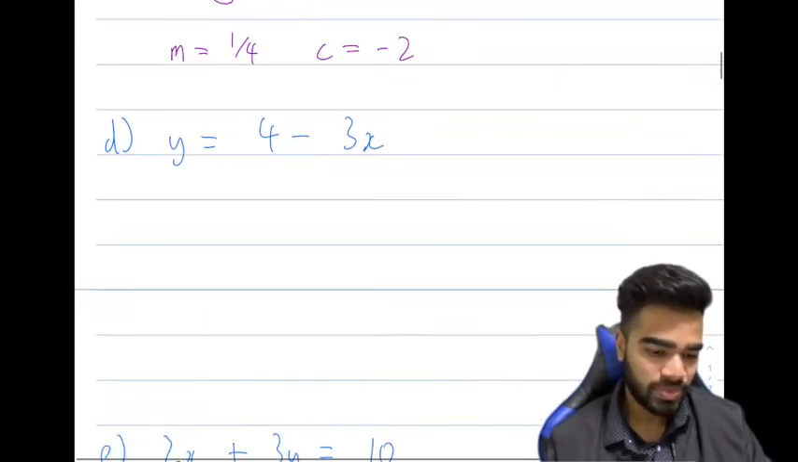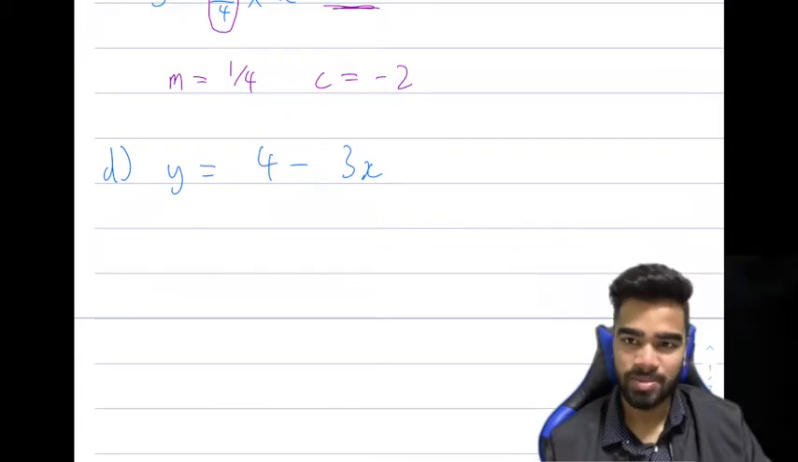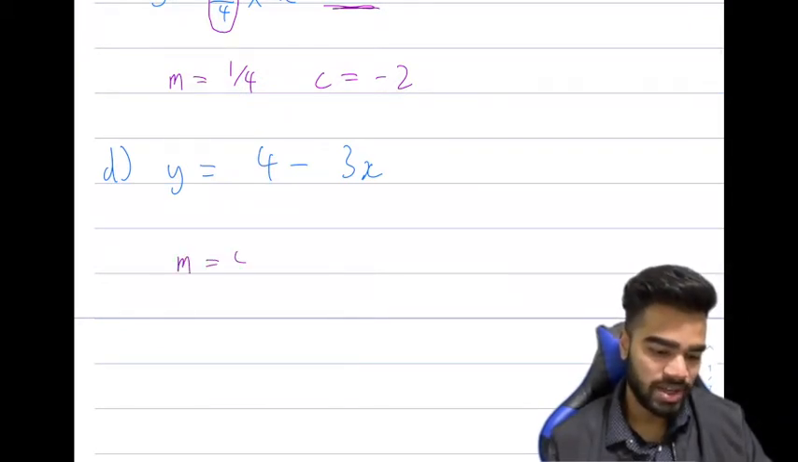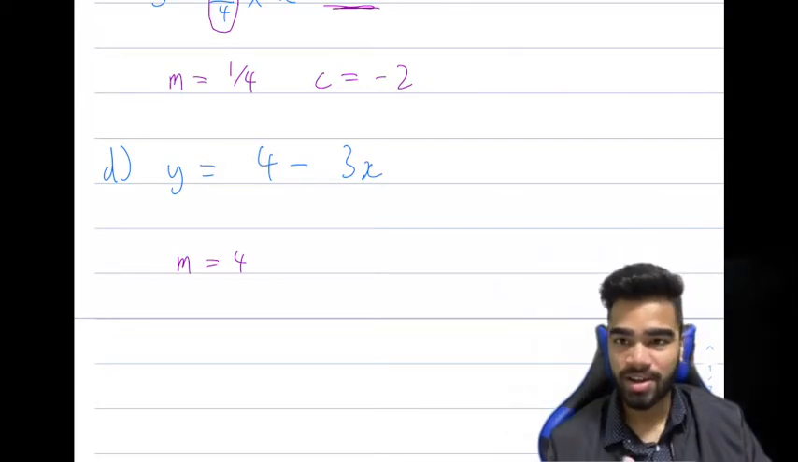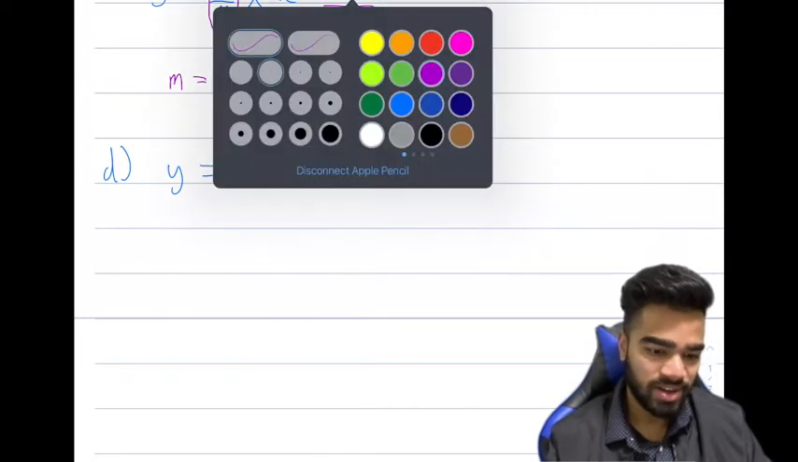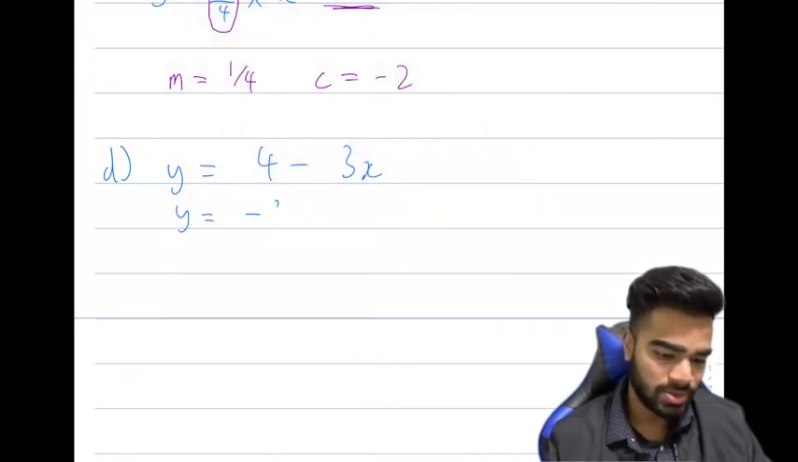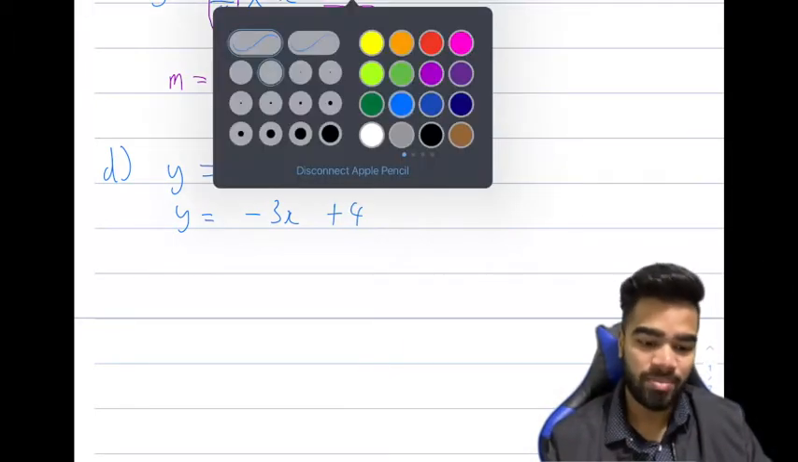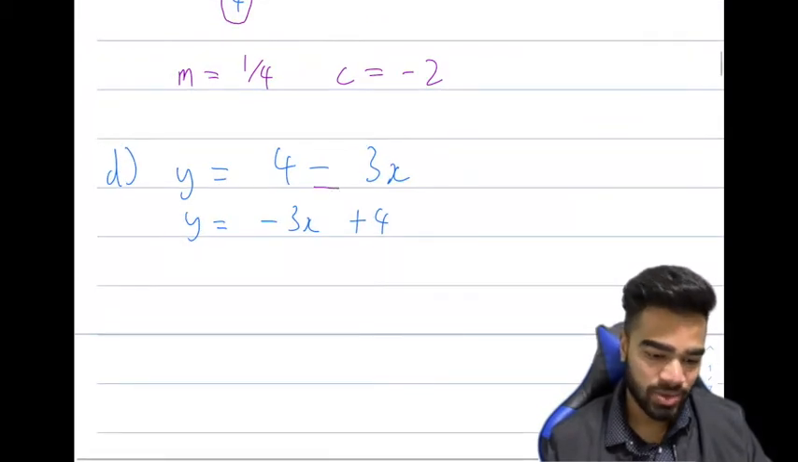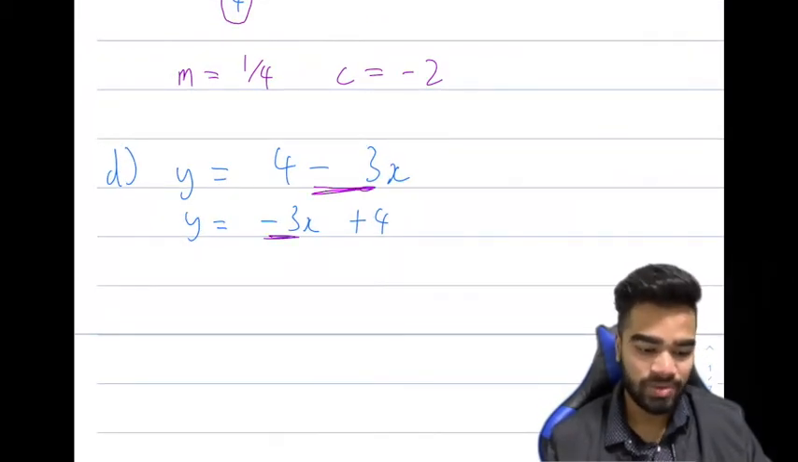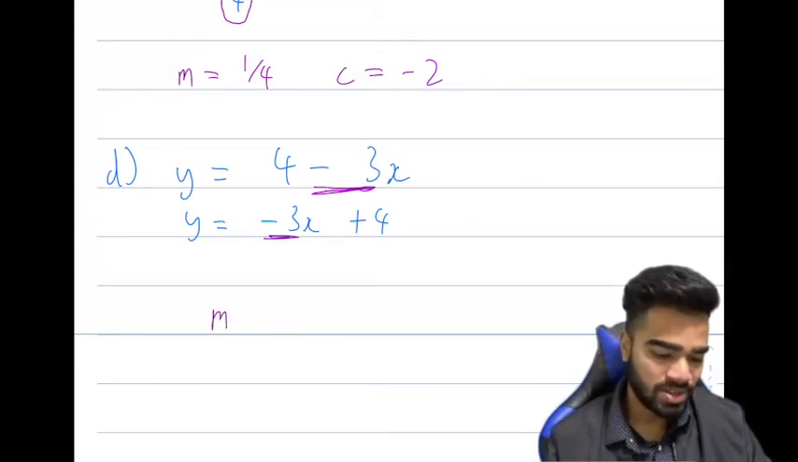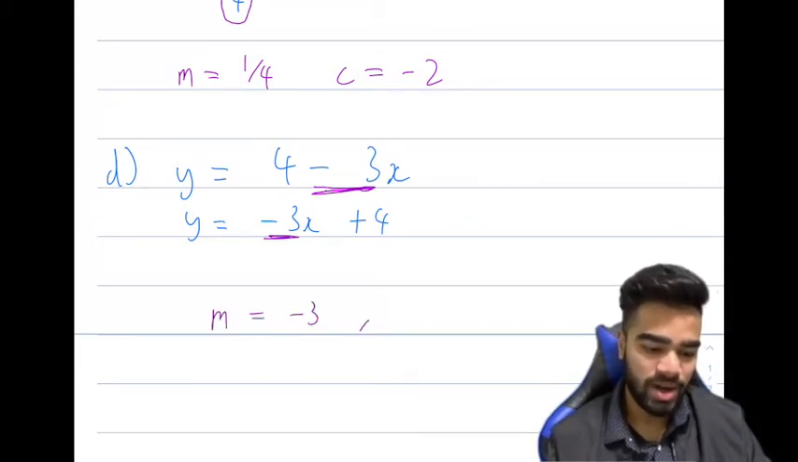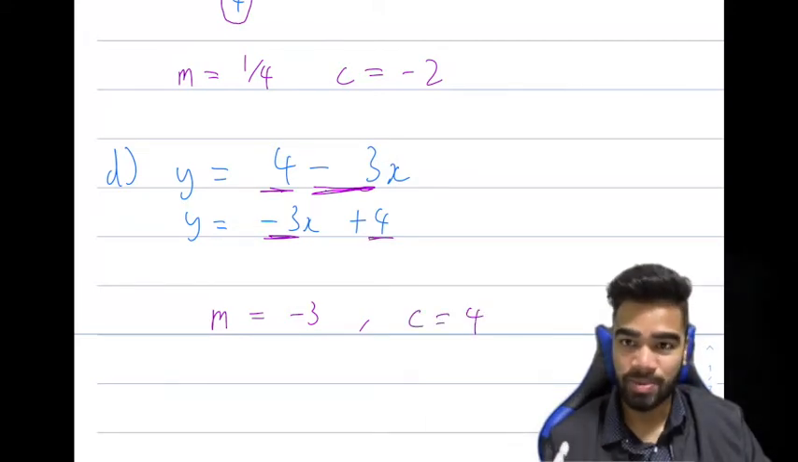Next, D is this question. What do you guys think about this one? Well, again, a lot of you might be tempted to say the gradient is 4. Remember, it's not the number that comes first, it's the coefficient of x. I can just as easily rewrite this as y is equal to -3x plus 4. I'm just swapping those two around. Now what would you say the gradient is? The number that multiplies x. Even in the first equation, the number that multiplies x is -3. So the gradient of this one is -3, and the y-intercept is 4. So it's the number that multiplies x, very important.